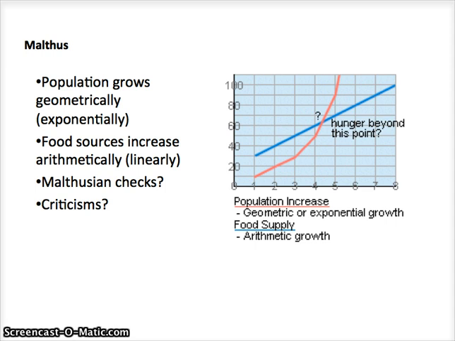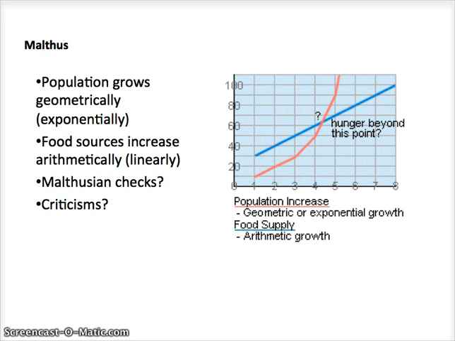And he believes the only reason we haven't done this yet is because of what he calls Malthusian checks. Now this sounds a little morbid, but Malthusian checks are essentially events, natural or otherwise, that kill large numbers of people. So it could be a famine, it could be a natural disaster, it could be a war. He believes those things take place to keep the population in check. However, he says even with those checks, at some point, the population is going to outpace even the checks, and that we will run out of food.